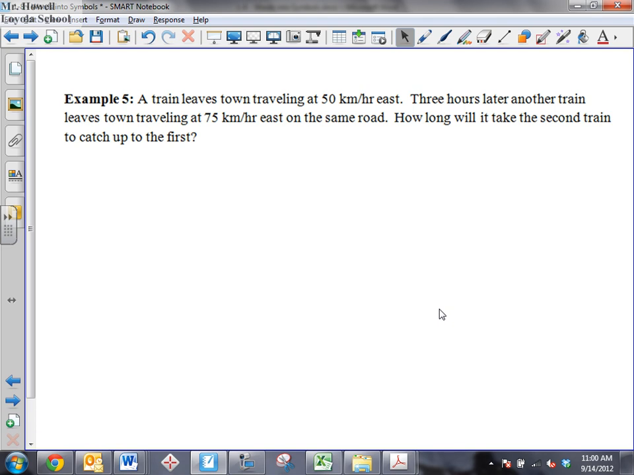So here's what I'm thinking right now. My first train leaves at a certain time, and the second train leaves a little bit after. How much later? 3 hours later. So that's what's going on in my mind. They're both going east. We consider east to be to the right, so I'm drawing my rays to the right.